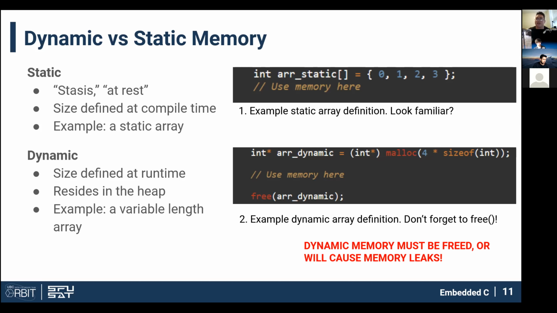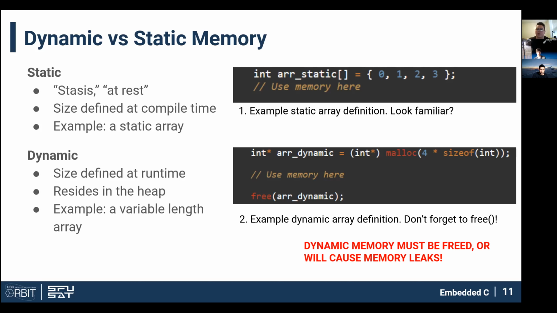So static is stasis, it means at rest, right? So the size of a static variable or static memory block is defined at compile time, right? You may have heard the term a static array before, right? A static array is an array that has a fixed length, right? So if I define an array here, you see int array static is equal to, and I give it the values of 1, 2, 3, right? Or 0, 1, 2, 3. So that's an array of size 4. You can't increase or decrease that array size while your program is running.